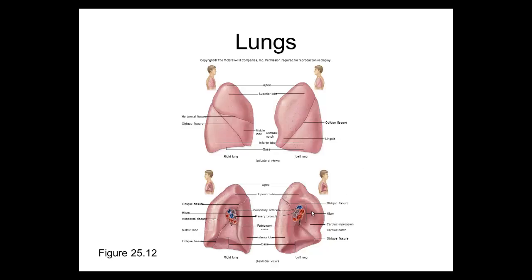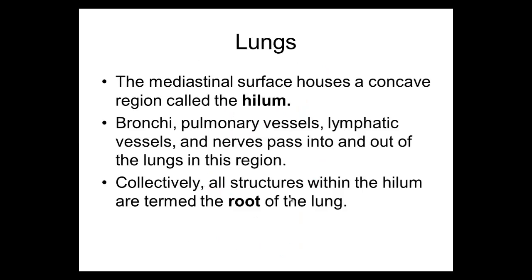So in the medial surface, or the mediastinal surface, we are going to have a groove here where the blood vessels are, and we call that the hilum. Within that hilum, we will have the root of the lung, and the root of the lung is all those blood vessels and the right and left bronchus getting into the lung or out of the lung. The hilum is this groove that you see in the medial surface. Okay, so that concave depression is the hilum.